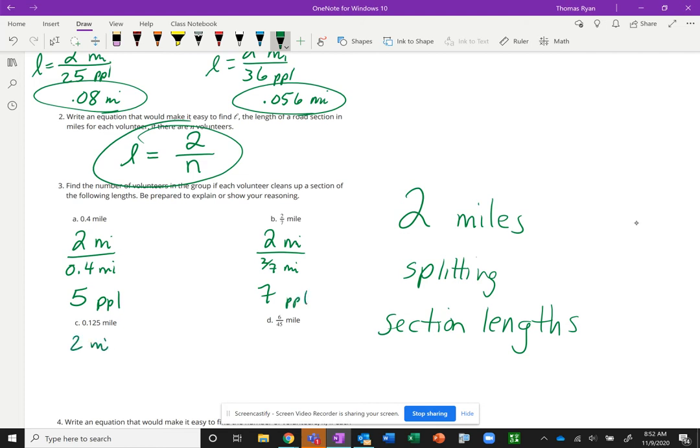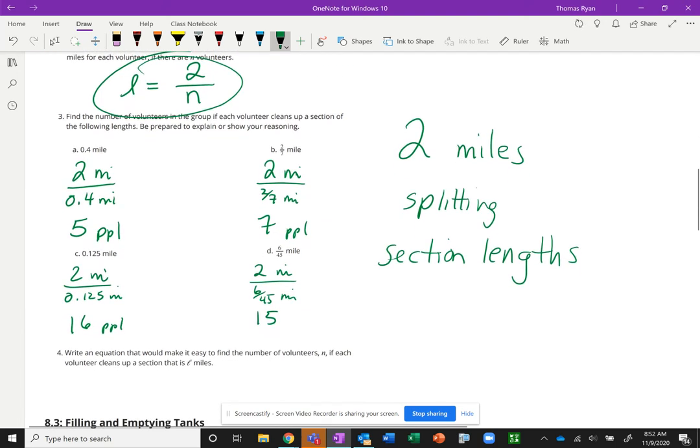Same idea. 2 miles divided by 0.125. I'm just using a calculator, which means there were 16 sections, so there must be 16 people. And same thing, 2 miles divided by 6/45. It's a little ugly, but whatever, the logic stays the same. Turns out that there's 15 sections, so we must have had 15 people.